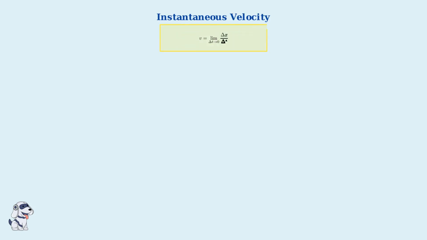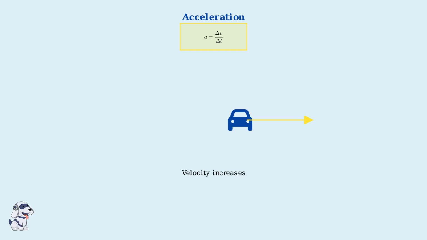Instantaneous velocity is the velocity at a specific moment in time. Unlike average velocity, it tells us exactly how fast an object is moving at one particular instant. Acceleration occurs when velocity changes over time. It can be speeding up, slowing down, or changing direction. Acceleration is measured in meters per second squared.